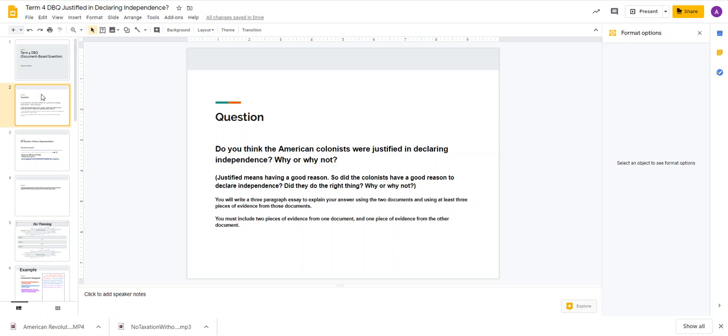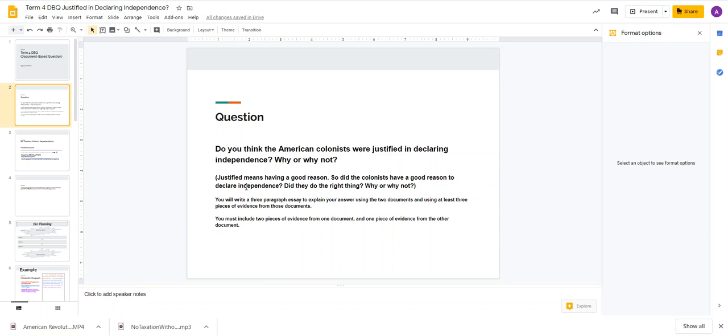So on slide 2, this is the question that you're going to be answering. This is what your essay is going to be about. Do you think the American colonists were justified in declaring independence? Why or why not? Now, just down here, in case you need a little help, justified means having a good reason. So did the colonists have a good reason to declare independence? Did they do the right thing? And why or why not?